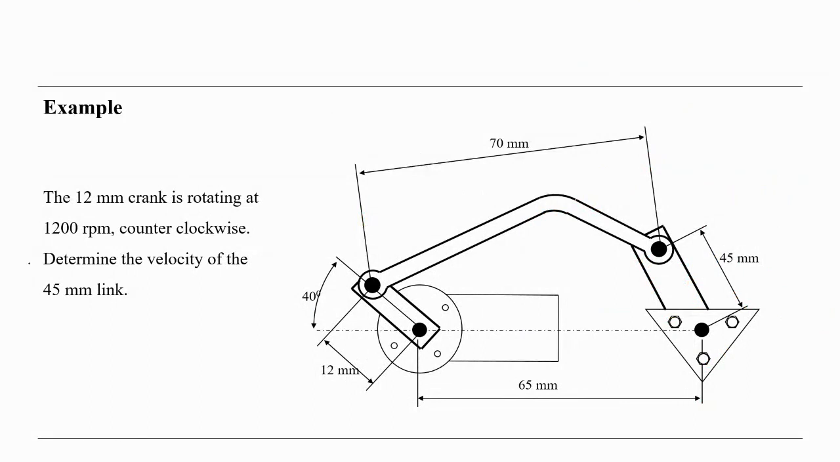So another example is the 12 millimeter crank rotating at 1200 RPM. So this is the crank here. Let's use it. This is our crank, but use another color here. So the crankshaft, our crankshaft here is turning. So it's turning. What is the RPM here?